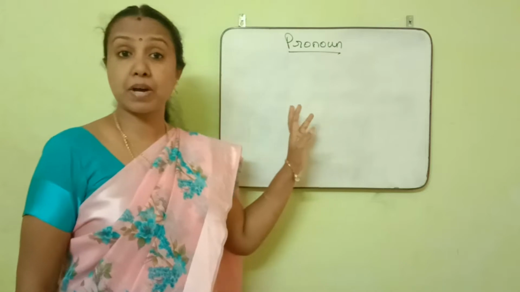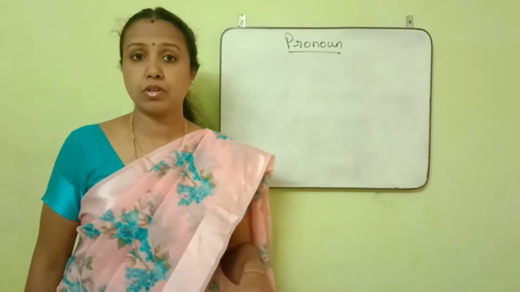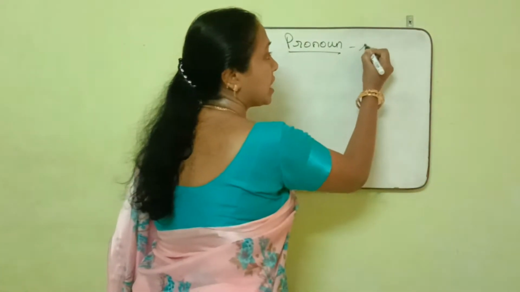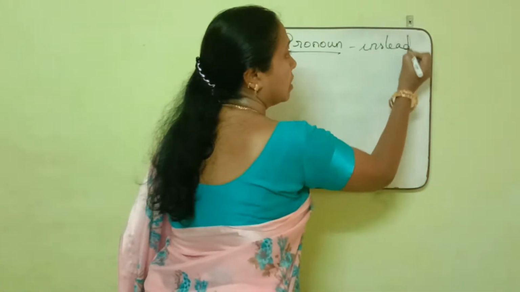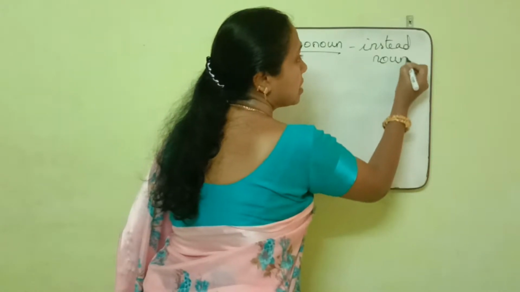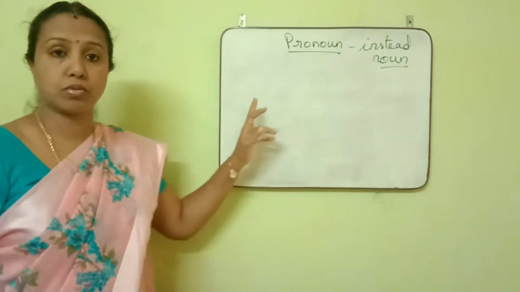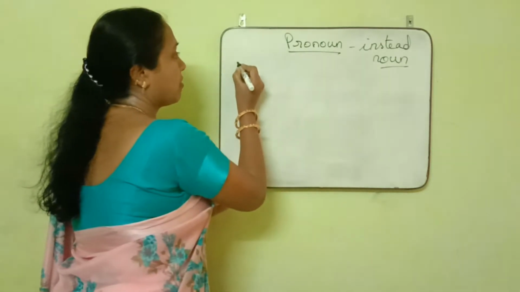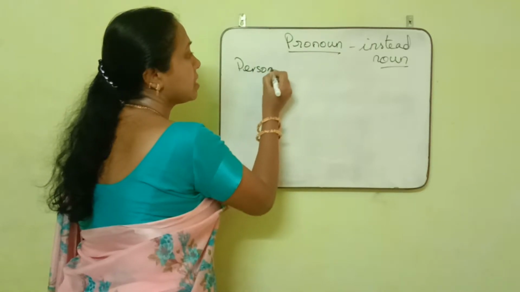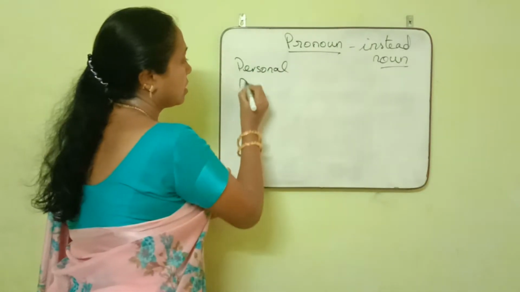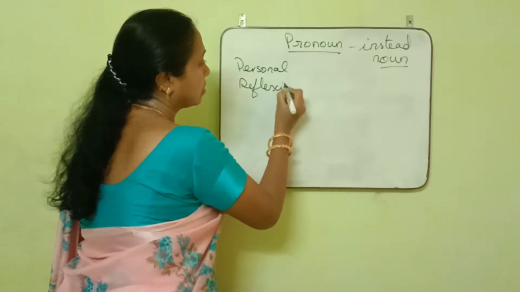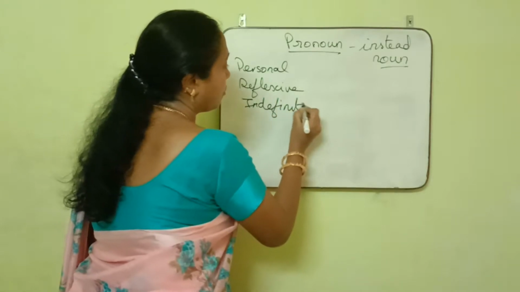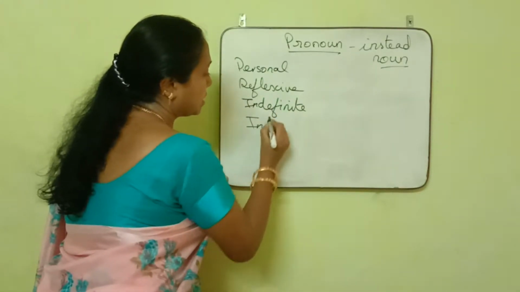Let us discuss the next part of speech, that is pronoun. What's a pronoun? A pronoun is a word which is used instead of a noun. That is called a pronoun. There are 4 types of pronouns. First one is the personal pronoun. The second one is the reflexive pronoun. The third one is the indefinite pronoun. And the fourth one is the interrogative pronoun.